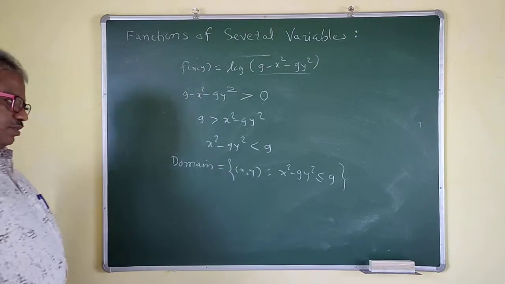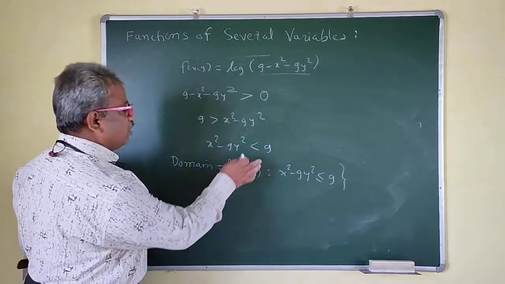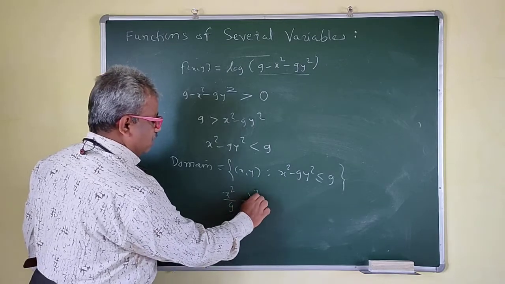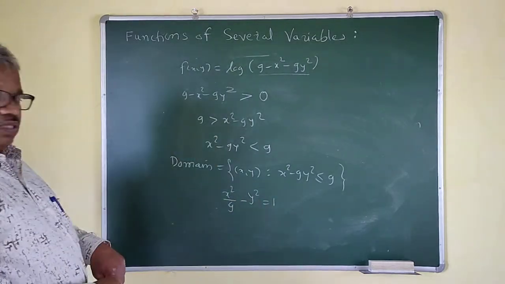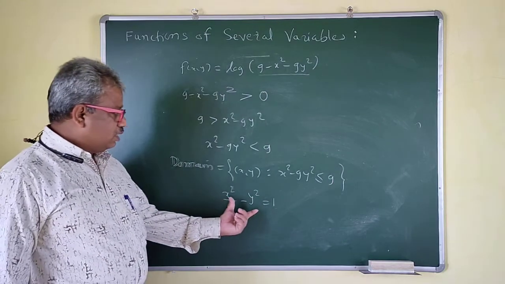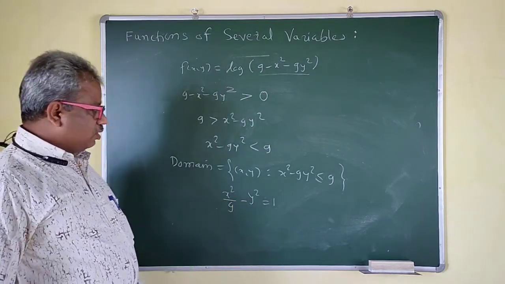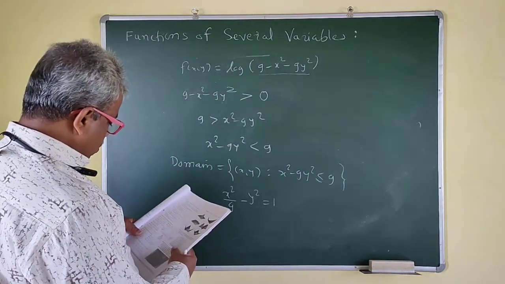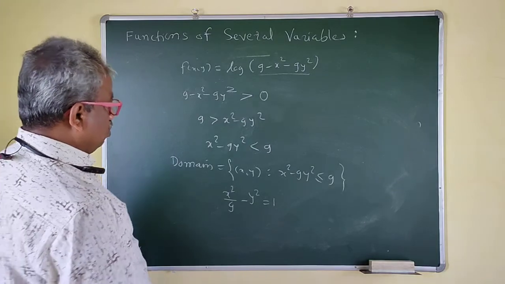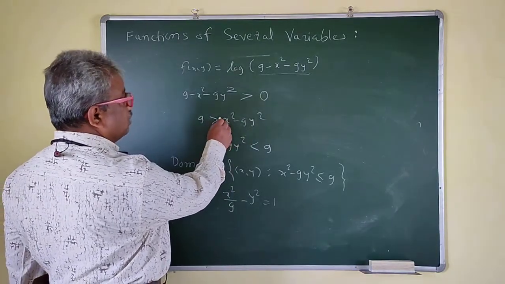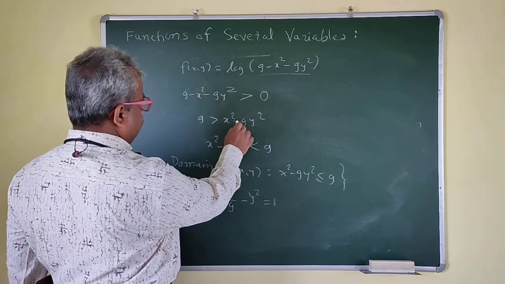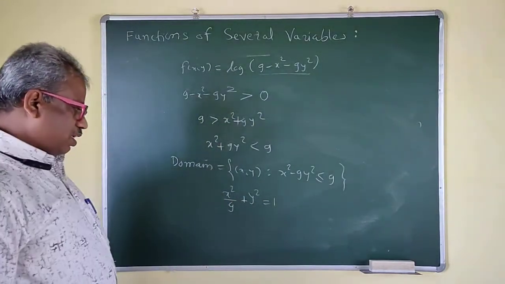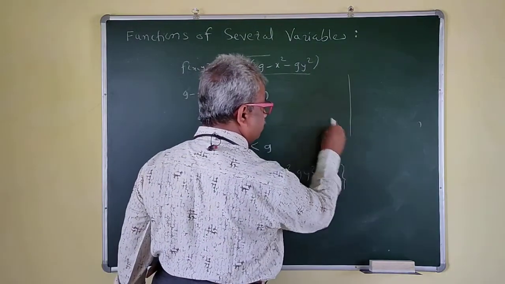Now we have to draw this, we have to sketch it. So we will simplify this: x square upon 9 plus y square is equal to 1. This is the hyperbola, right? Oh, this is wrong, this is plus. Right? This is the ellipse then. It is the ellipse, so we draw the ellipse.